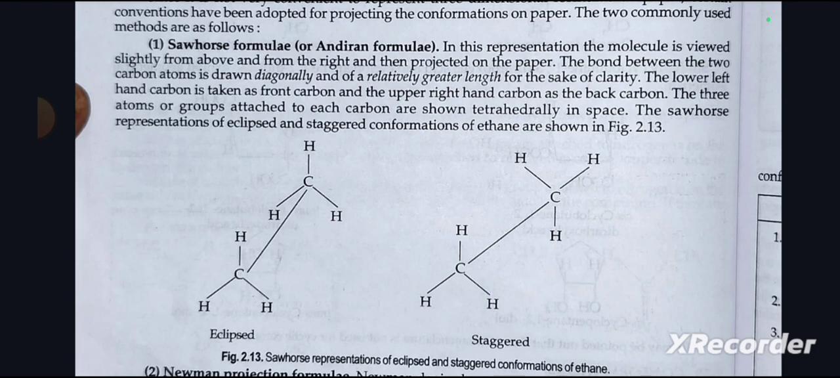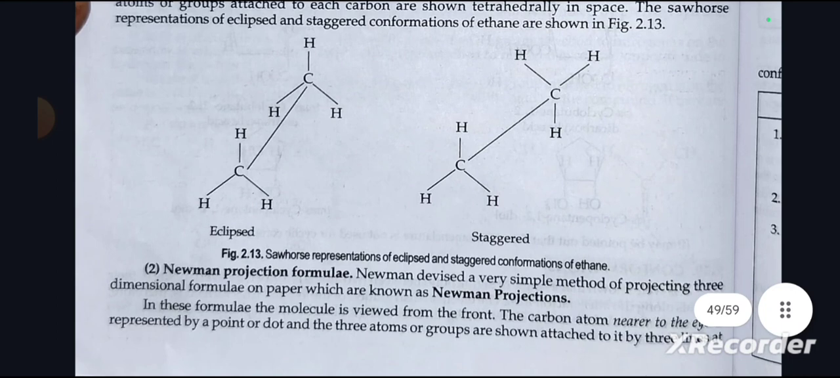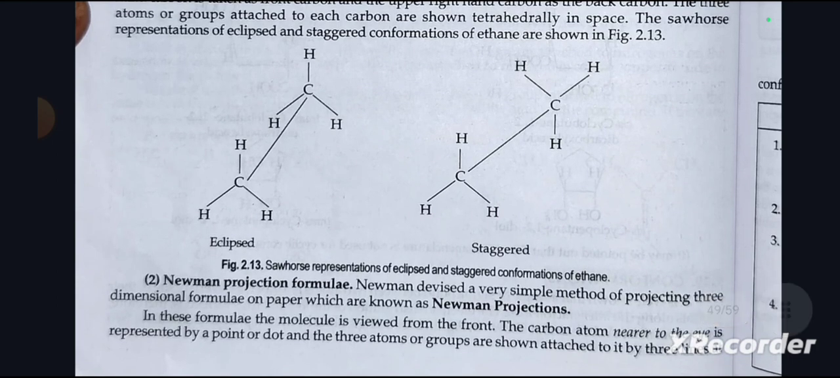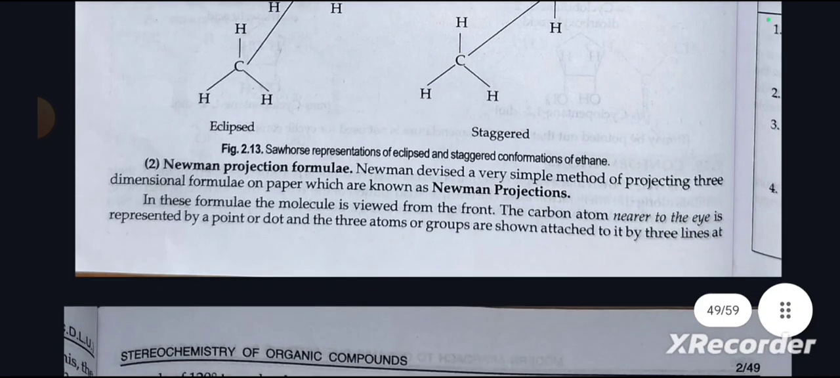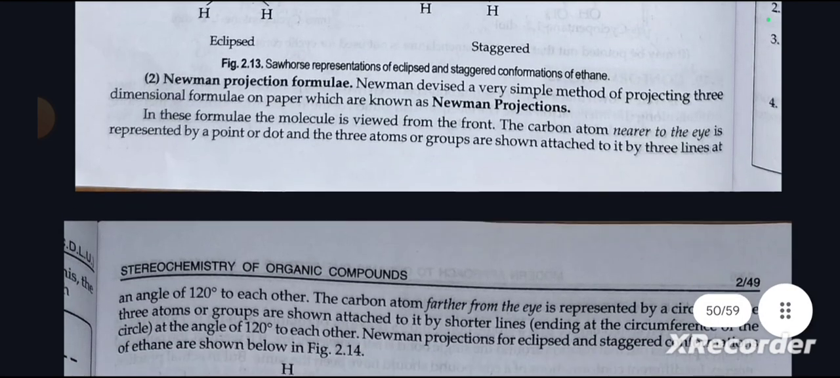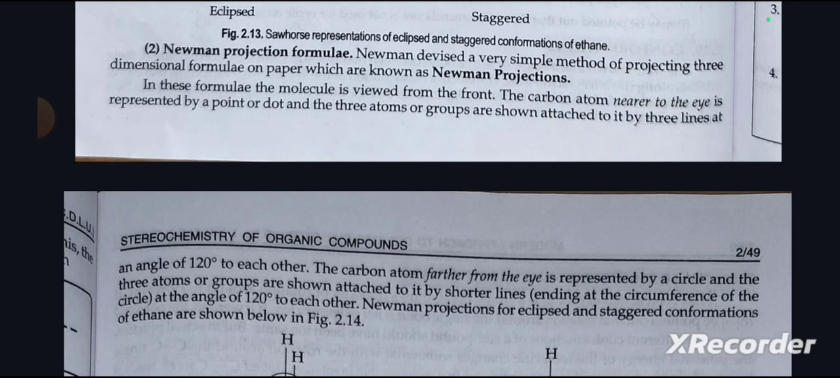The sawhorse representations of eclipsed and staggered conformations of ethane are shown in figure 2.13. CH3 CH3 eclipsed, CH3 CH3 staggered. Figure 2.13: Sawhorse representation of eclipsed and staggered conformations of ethane. Second, Newman projection formula.